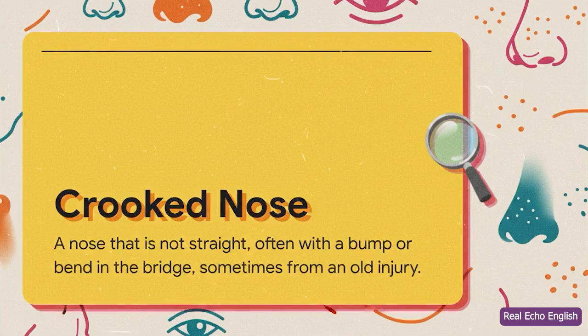And for our last nose example, we have the crooked nose. This basically describes any nose that isn't perfectly straight. It might have a little bump or a bend in the bridge, and while it can just be natural, a lot of the time it tells a story, right? You might think of a boxer or an athlete. It really adds a ton of character to a face.